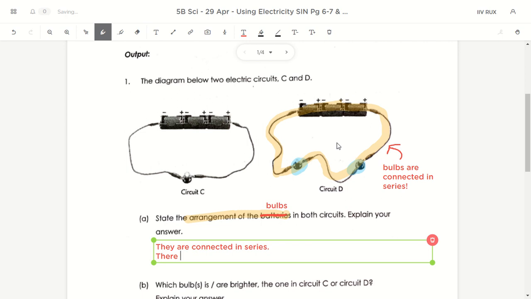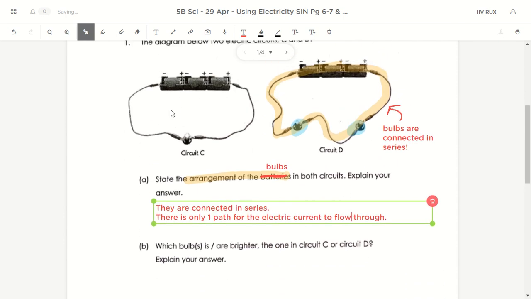How you identify series or parallel is really looking at the number of paths. If there's only one path the electric current can pass through, it is a series. If there are multiple paths for the electric current to pass through, it is a parallel circuit, or connected in parallel. So there is only one path for the electric current to flow through. So they are all connected in series. Okay, the next one.